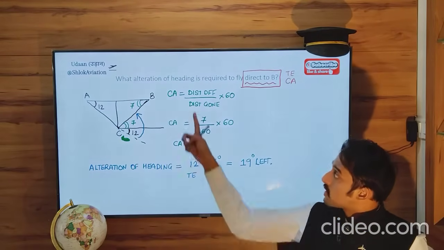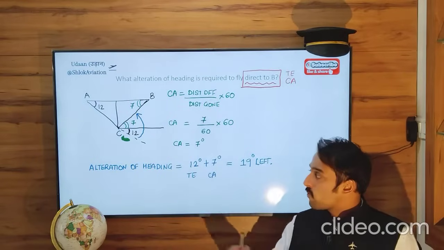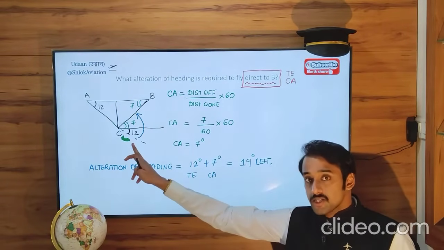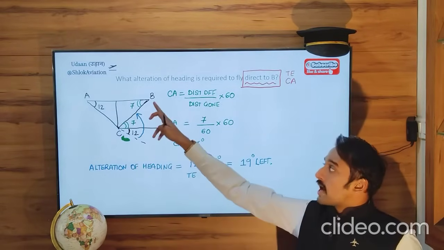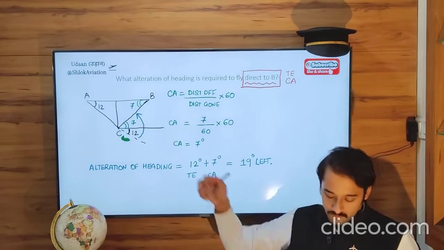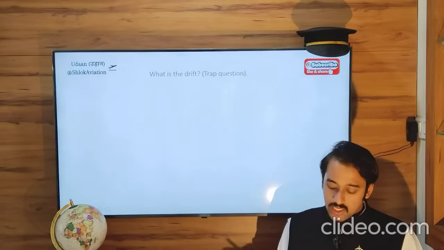So what alteration of heading? You will alter your heading, whatever the heading of aircraft is. From that heading, you will subtract 19 degree to go directly to your destination. Bravo. Next case, what is the drift?